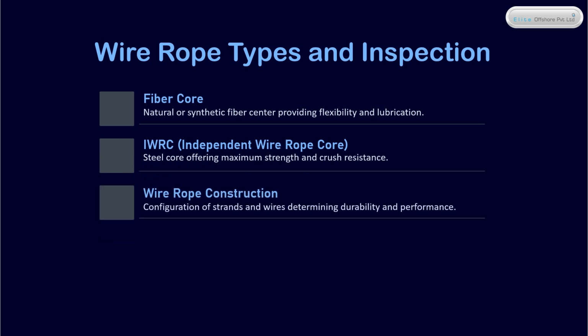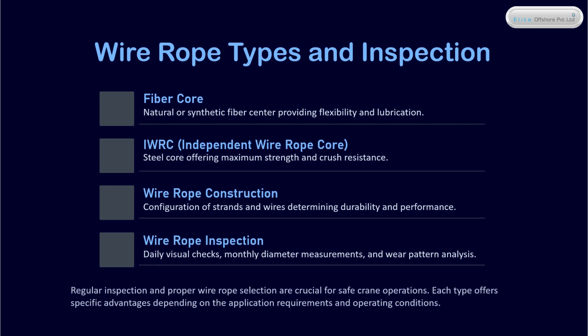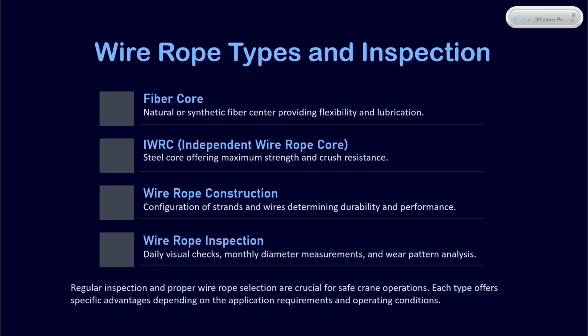Wire rope construction. Configuration of strands and wires determining durability and performance. Wire rope inspection. Daily visual checks, monthly diameter measurements, and wear pattern analysis. Regular inspection and proper wire rope selection are crucial for safe crane operations. Each type offers specific advantages depending on the application requirements and operating conditions.